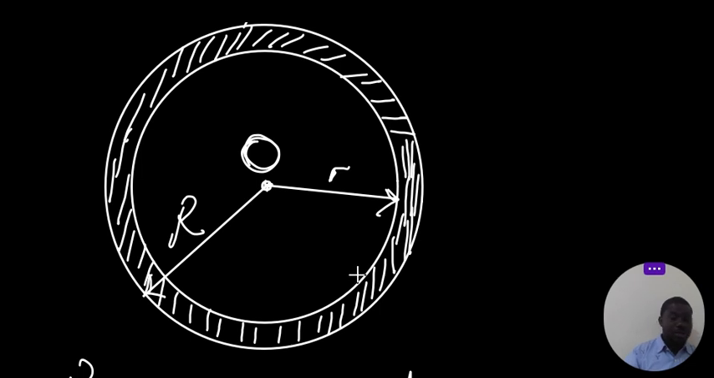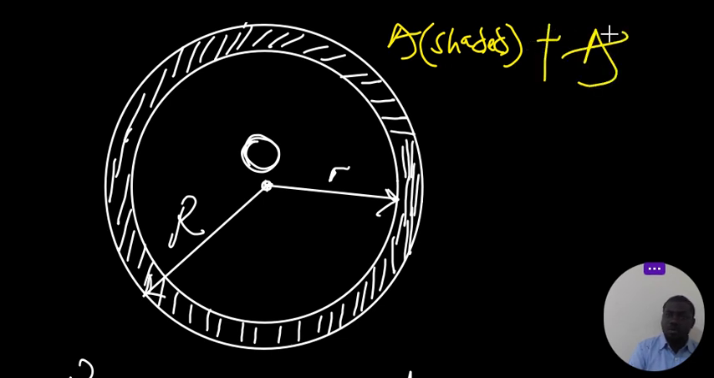This diagram is a circle, concentric circles with the same center, and here we have this part to be shaded. Now we can establish a formula: area of shaded plus area of small circle equals the area of the entire big circle.